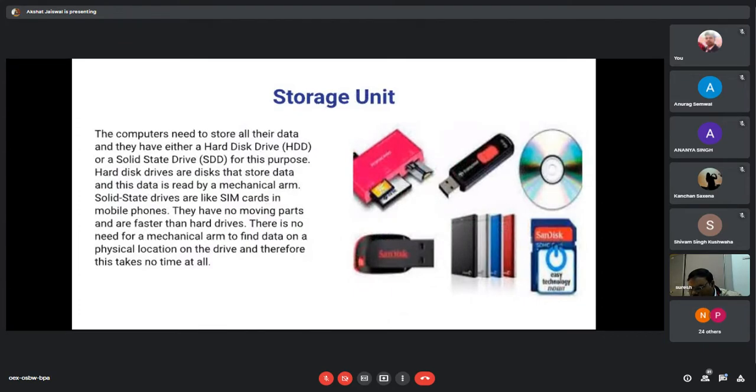Storage unit. Computers need to store all their data, and they have either a hard disk drive or a solid state drive for this purpose. Hard disk drives are disks that store the data, and this data is read by a mechanical arm. Solid state drives are like SIM cards in mobile phones. They have no moving parts and are faster than hard drives. There is no need of mechanical arms to find data on a physical location on the drive, and therefore this takes no time at all.